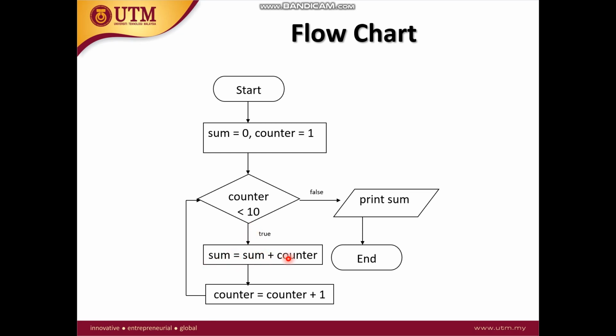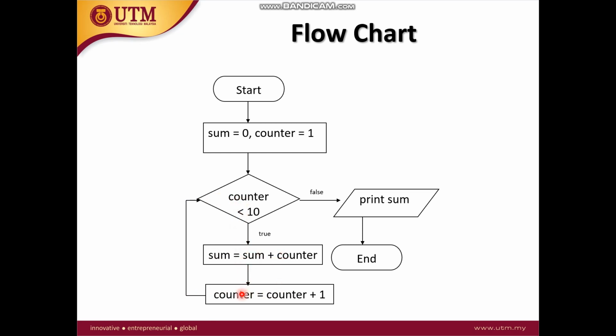Sum equals sum plus counter, 0 plus 1. And then we are increasing the counter by 1, so the counter is going to be 2. 2 is less than 10? Yes. It adds the 2 to the sum, so the sum is going to be 3. 3 is less than 10? Yes. It adds 3 to the sum.